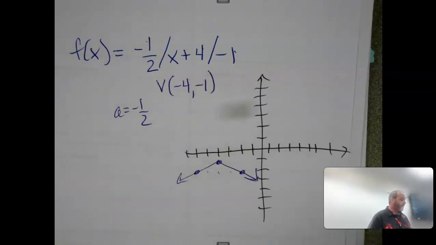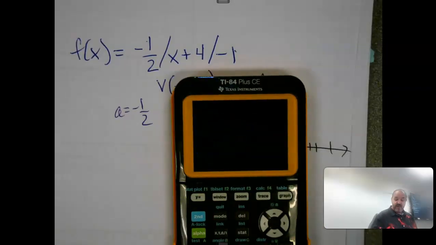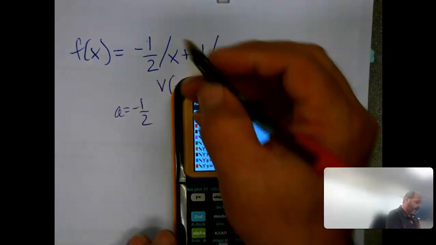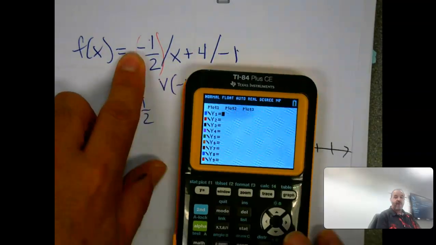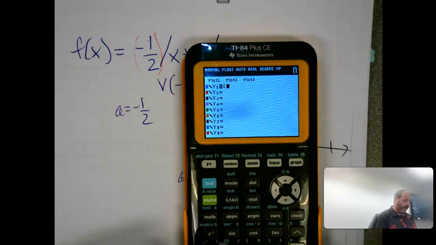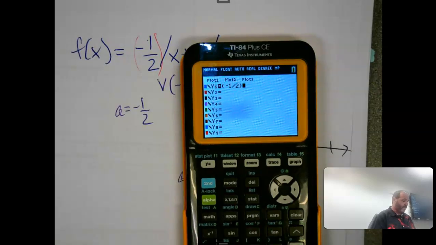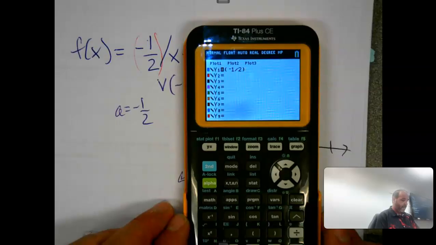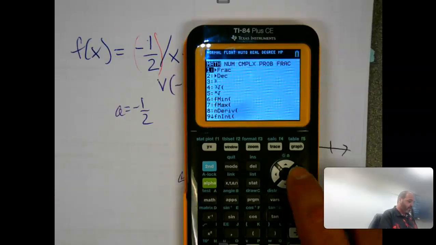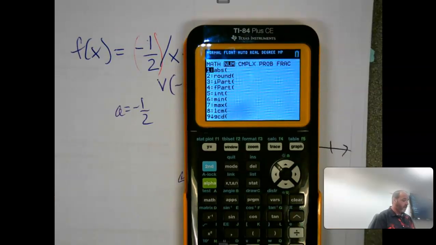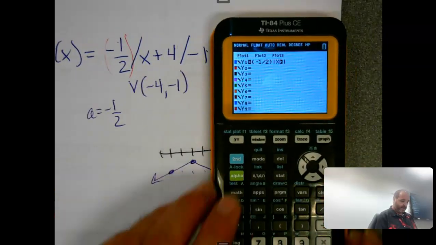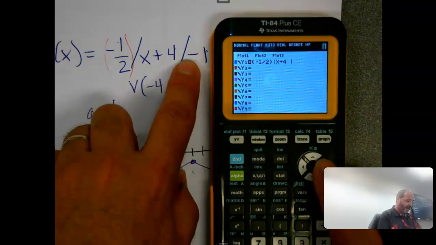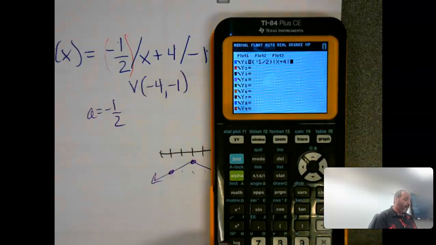Now, let's do the same thing on the calculator. If I do it in the calculator, there's even another thing I got to remember. Clear. If I'm going to do fractions, I have to do parentheses, or this will not work. It will be bad. So negative 1/2, math, numeric, number 1, x plus 4, get out of there, minus 1, not negative 1.